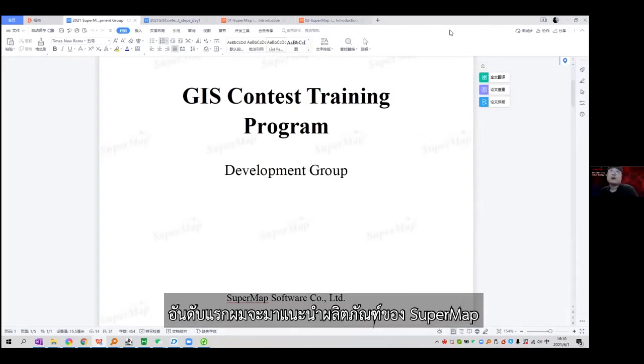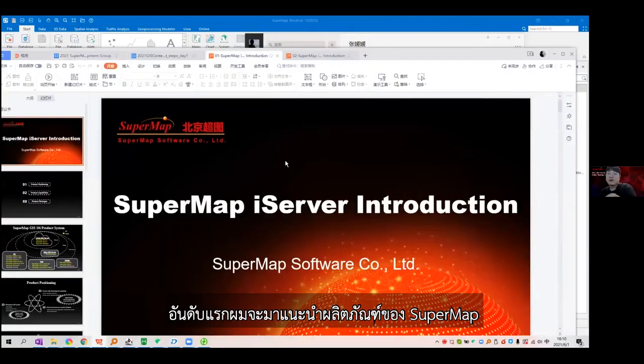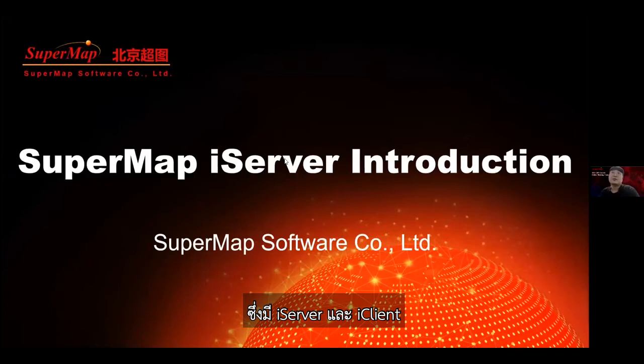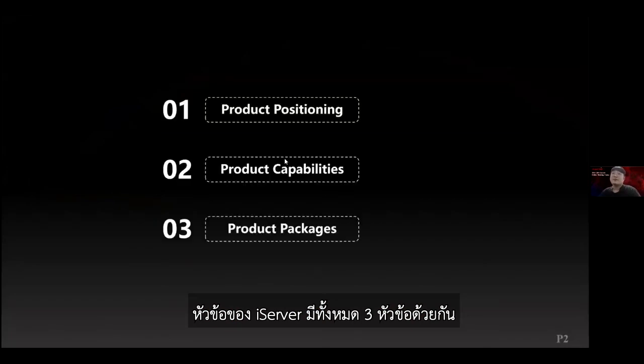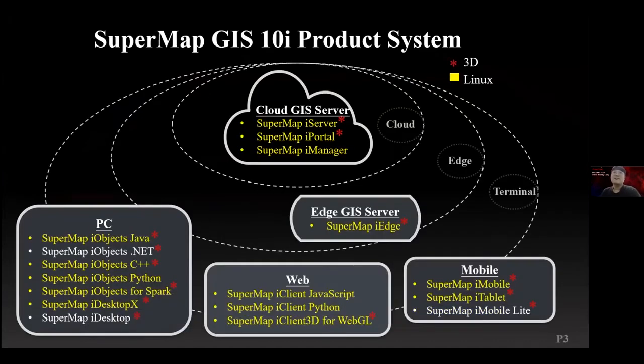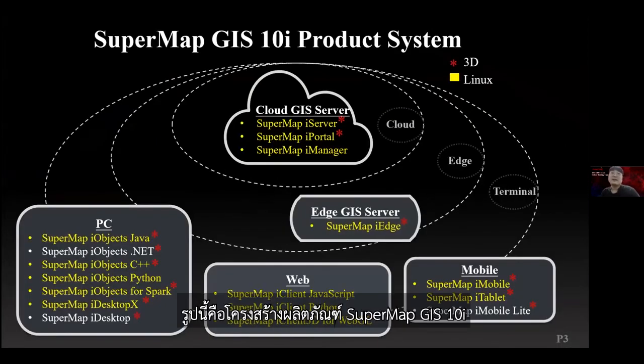First of all, I want to start from the introduction of the Supermap products, which are Supermap iServer and iClient. This won't take a long time. First, about Supermap iServer, there will be 3 topics: the product's positioning, product capabilities, and product packages. What you are seeing now is the Supermap GIS 10i product system.